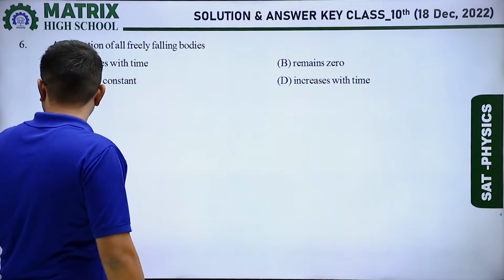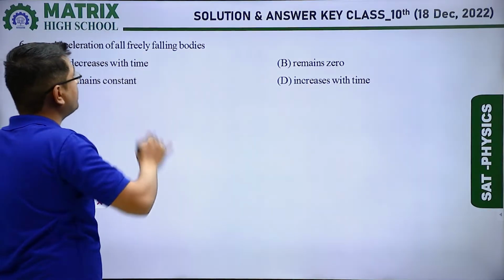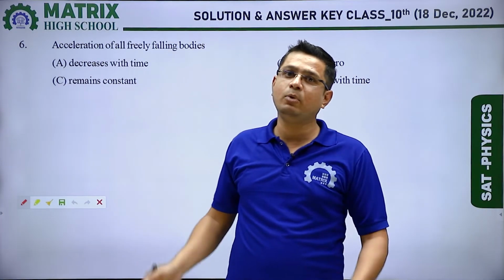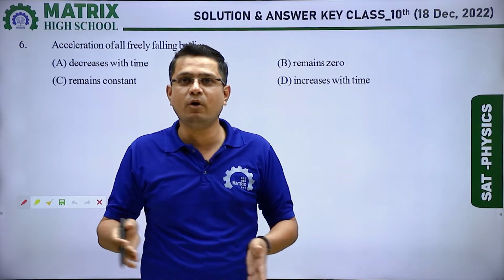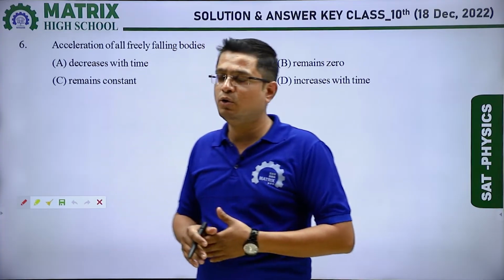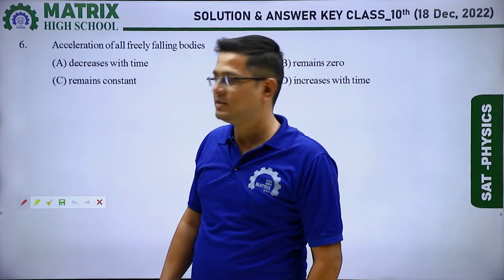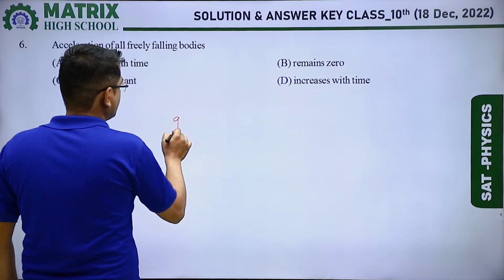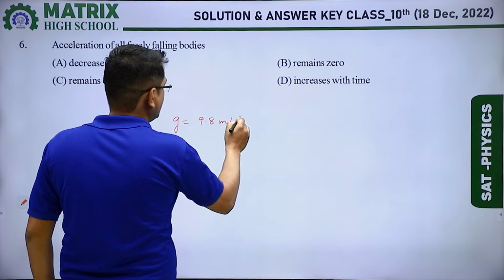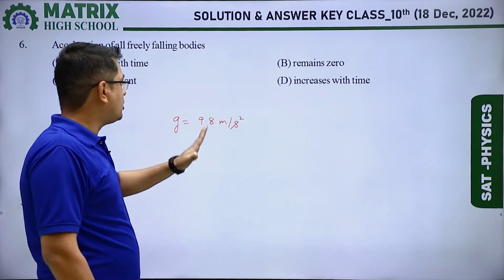Next question, question number 6. Acceleration of freely falling bodies. So what is a freely falling body? Whenever any body is falling under the influence of only gravity, the motion is said to be under free fall. During free fall, all bodies experience gravitational acceleration whose value is given by small g equals 9.8 meter per second square. So the value of this acceleration during free fall does not change.